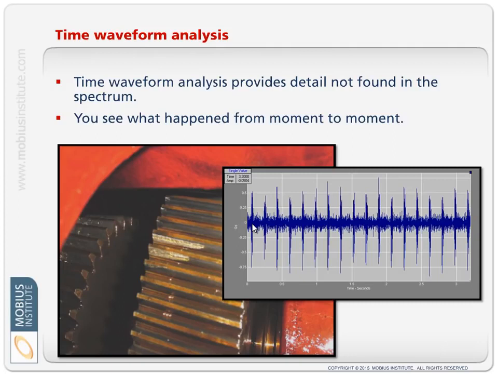It's seeing everything from moment to moment to moment. The spectrum takes a long record of all of that, a whole lot of that film or recording, and tries to summarize it into a spectrum. And sometimes that summarization process, is that the right word, actually loses information. The time waveform tells us exactly what happened.